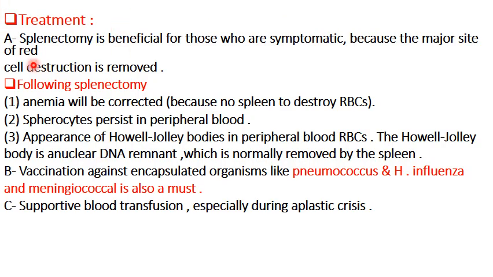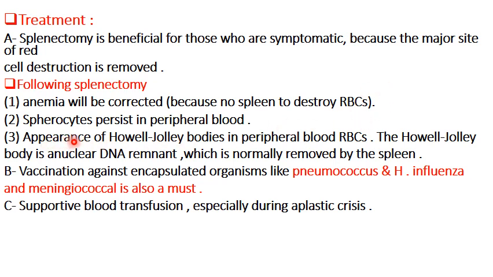The treatment of the patient with hereditary spherocytosis. First, splenectomy. Splenectomy is beneficial for those who are symptomatic because the spleen is a major site of red blood cell destruction. So there is no more spleen to destroy the red blood cells. Following splenectomy, what will we see? Anemia will be corrected because there is no spleen to destroy the red blood cells.